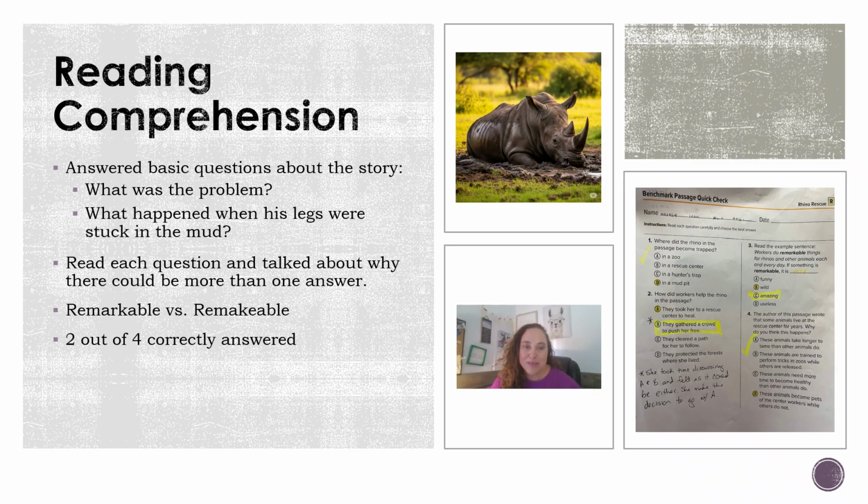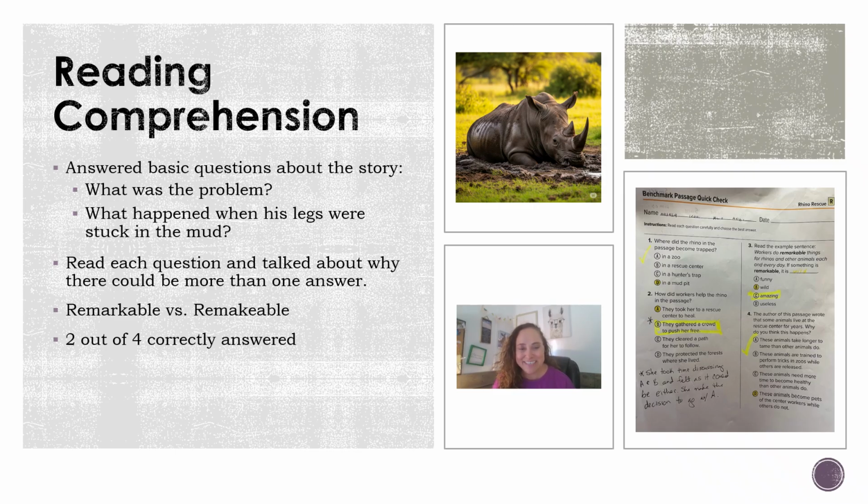And so, talking about the problem, I thought it was interesting when she did say his legs got stuck in the mud. When I reiterated the question back to her and said, what happened when his legs got stuck in the mud? She actually self-corrected and said she was tired. In the story, the rhino is a female, and I thought that was interesting, that she reiterated that when she went back to talking about the story. I asked her if she could do it in Spanish or English, and she chose to explain it in English and used, she was tired, and also that she was lazy.